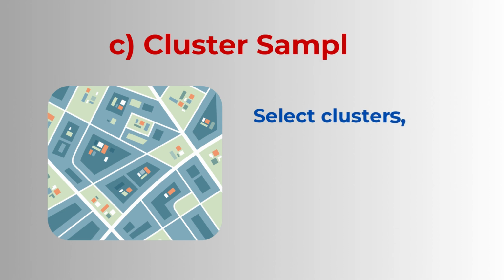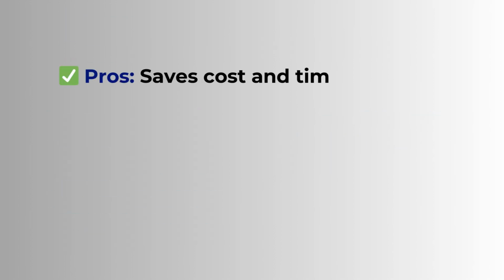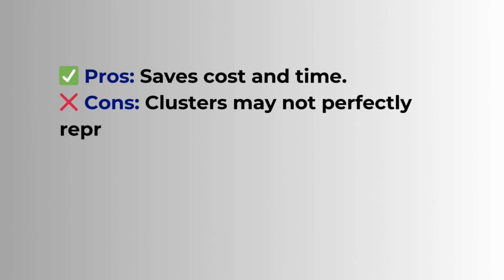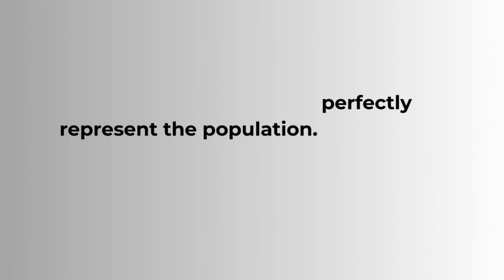In cluster sampling, instead of selecting individuals, you randomly select whole clusters. Example, to study 10,000 households in a city, you randomly pick 20 neighborhoods and survey everyone there. Its pros, it saves cost and time. And cons, clusters may not perfectly represent the population.